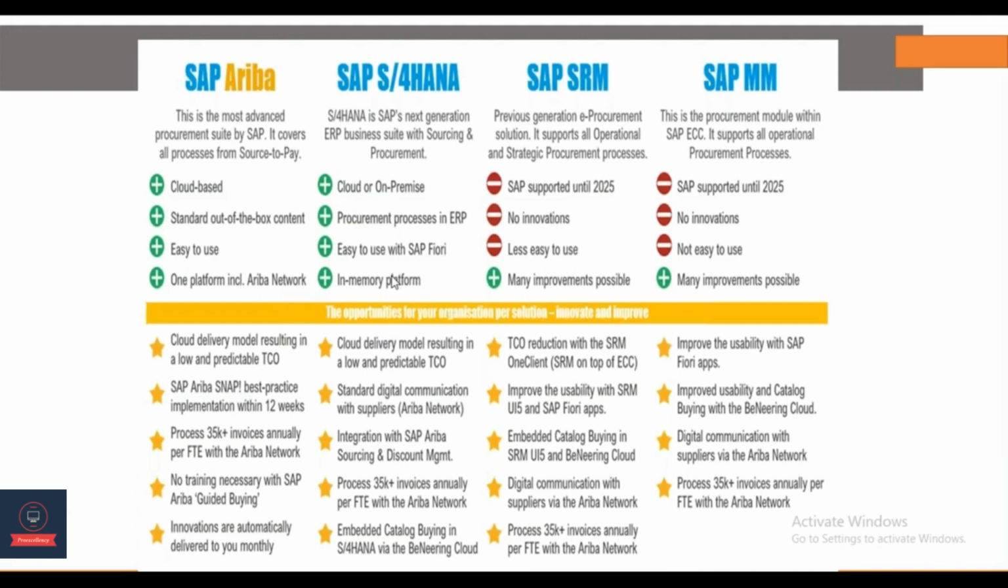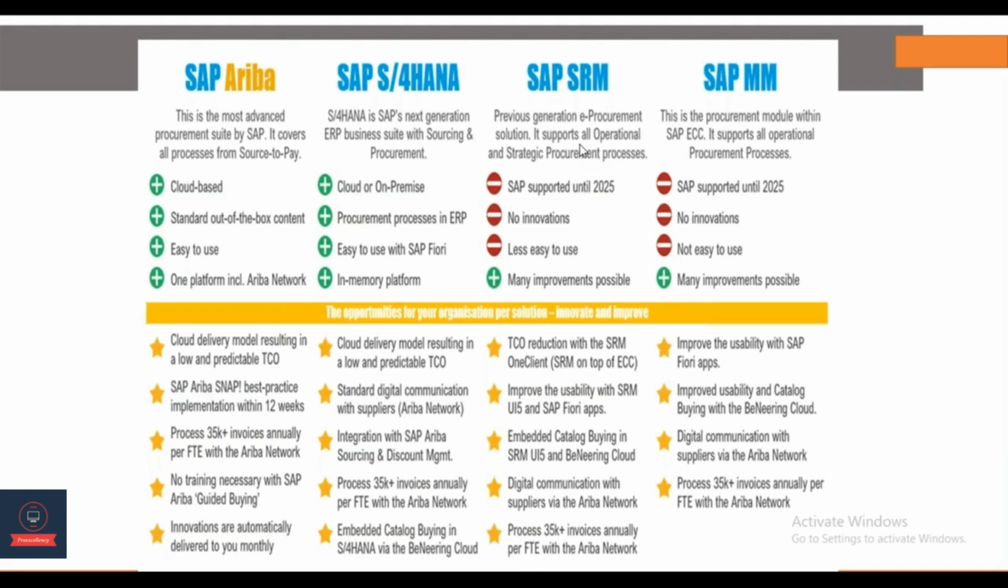In the same way, in S/4HANA we also have the in-memory platform, that is the HANA platform, that SAP is offering in S/4HANA. And if you compare SAP SRM and SAP MM, as you know, SAP has already circulated the information to customers that they are not going to support SRM and SAP MM. In certain cases, if customers would like to continue, they will not receive any further releases or upgrades. And if they want to upgrade, they can migrate either to SAP Ariba or to S/4HANA as well.